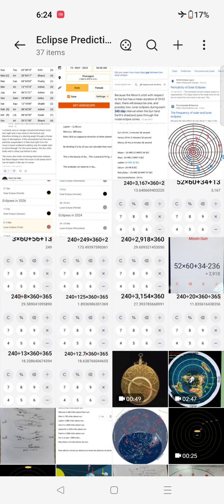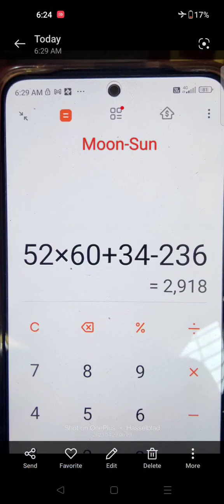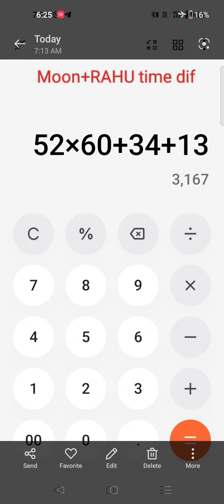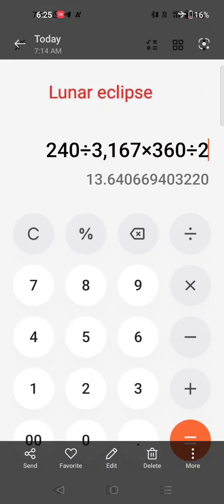You can also calculate. Now let's consider the moon, lunar eclipse. Now the gap between moon and Rahu, sorry, this is not moon and Rahu. Moon and Rahu, 52 minutes 34 seconds plus 13 seconds for Rahu. So total 3167. Now if you put that into the formula, that becomes 13.6 days. What nonsense. After each 13.6 days we are getting a lunar eclipse? No. But then why is this calculation wrong? No. Let me clarify here.